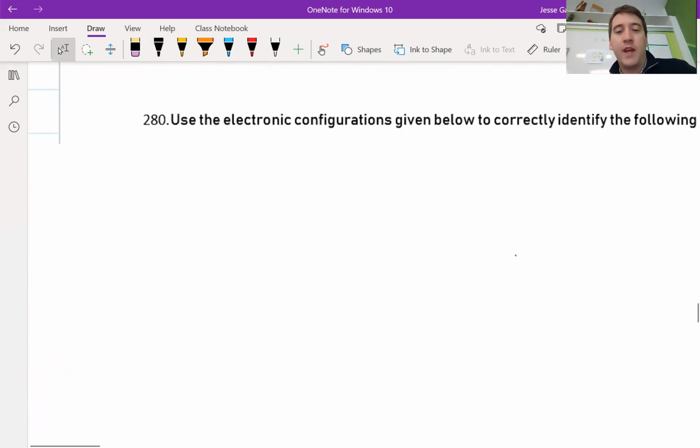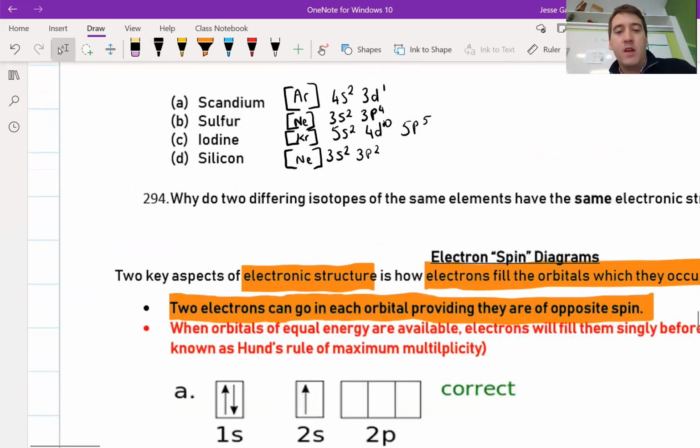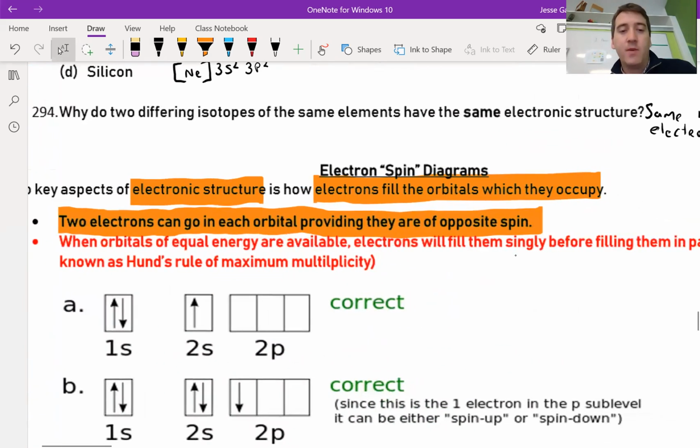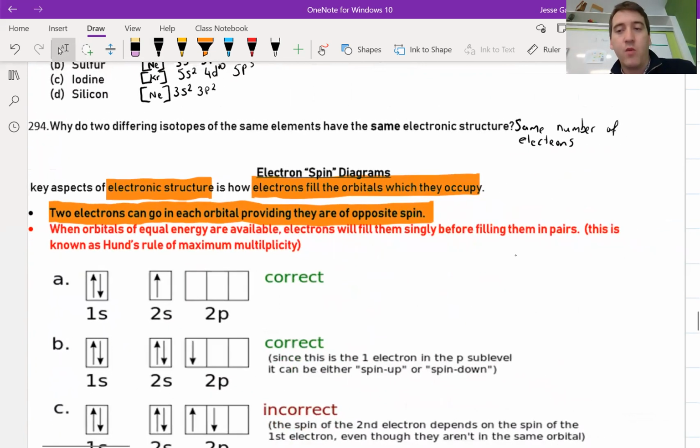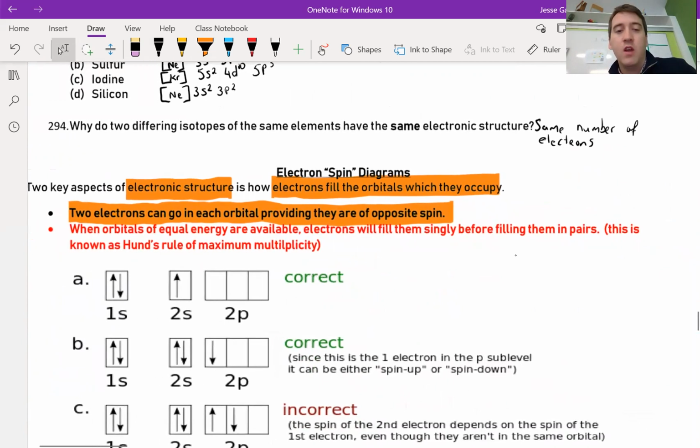And essentially what we're looking at here is a third rule, in red here. When orbitals of equal energy are available, so within one sublevel, if there are more than one orbital, for example in a p sublevel with three orbitals, electrons will occupy each orbital singly before filling them in pairs. This is known as Hund's rule of maximum multiplicity. Again, when orbitals of equal energy are available, electrons will fill them singly first before filling them in pairs. Since that's in red, it needs to go into your dictionary, so pause the video and write that down now.